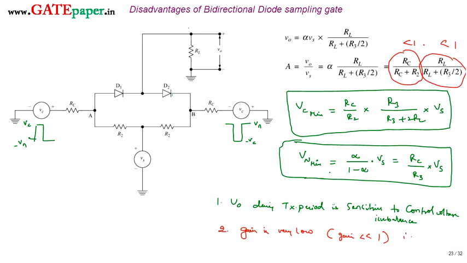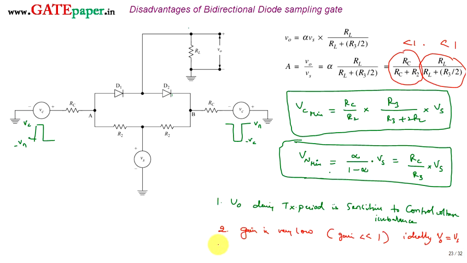Generally, ideally, since diodes don't amplify, we expect at most V0 equal to Vs. V0 should be equal to Vs. Since a diode cannot give amplification, we should go for a circuit which gives V0 equal to Vs. But this circuit is going to give very little gain.